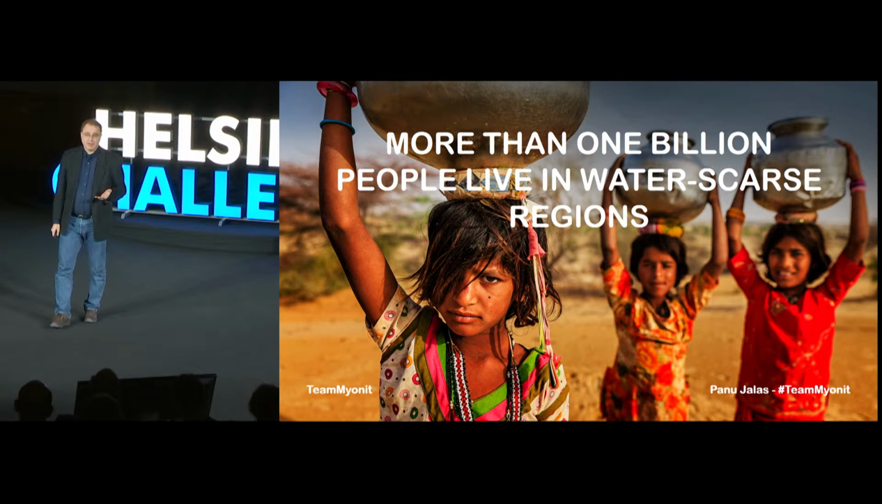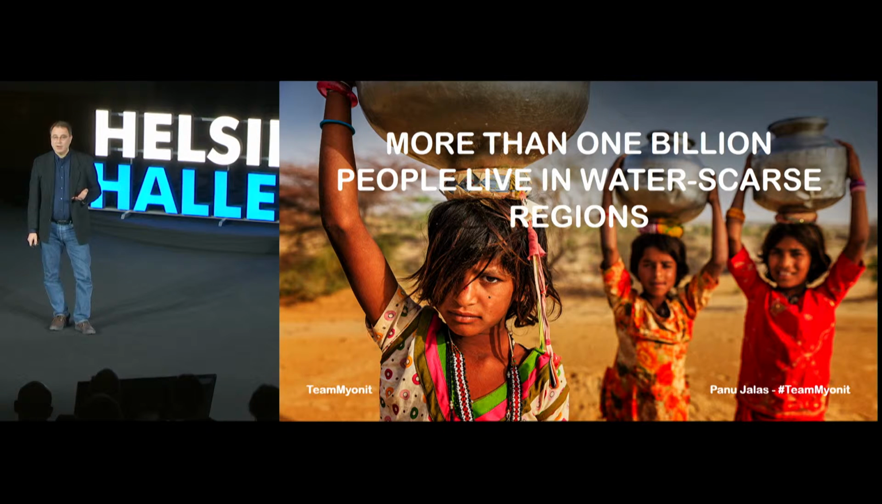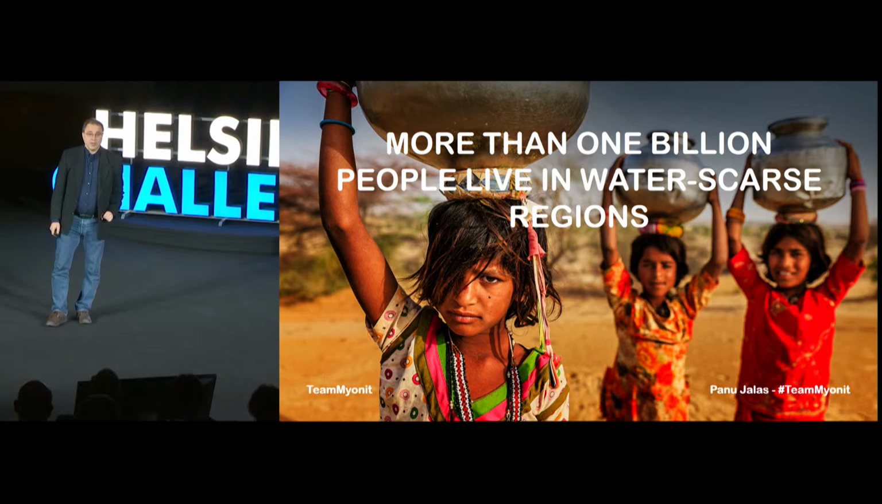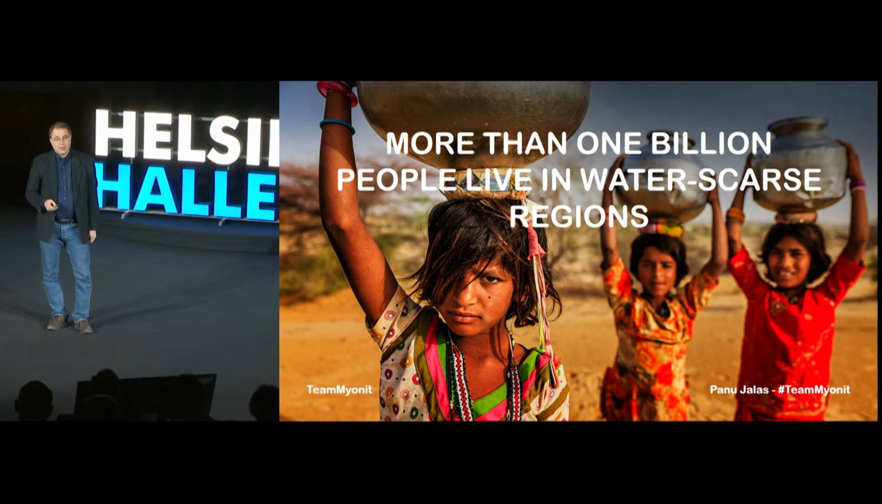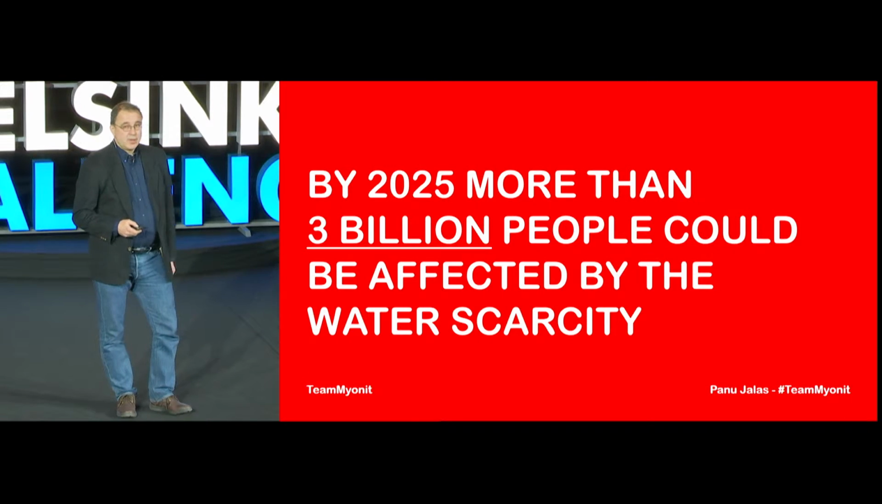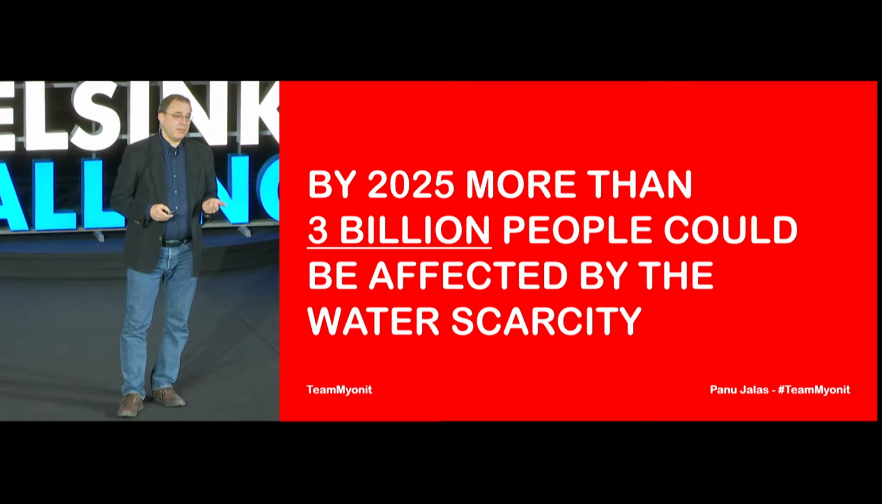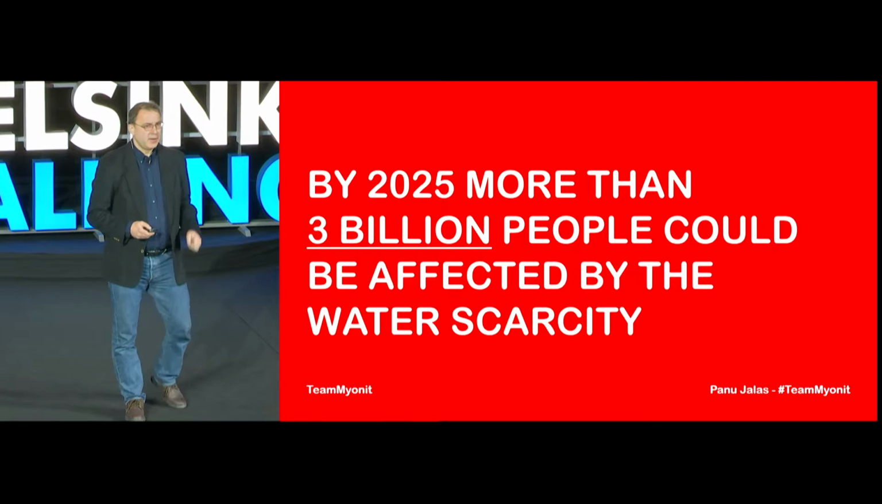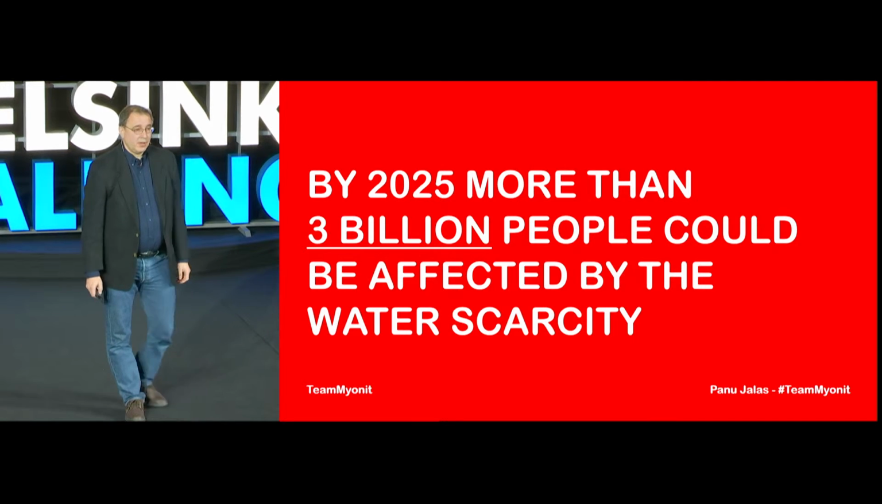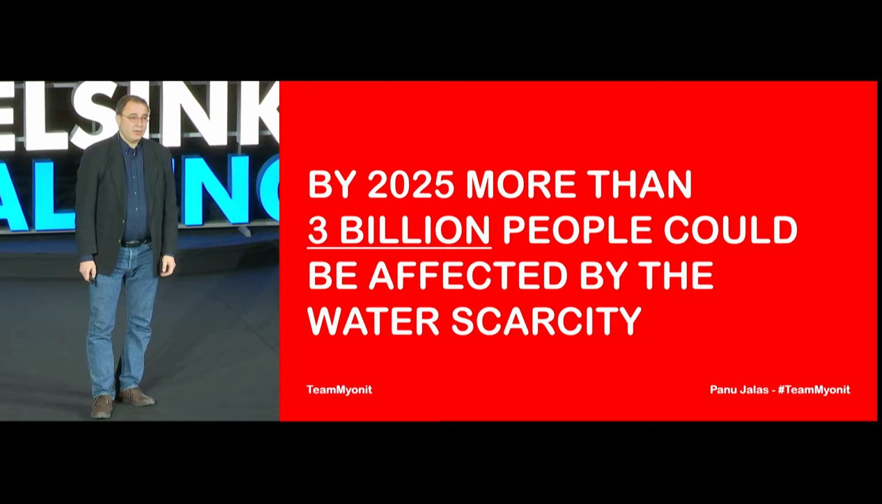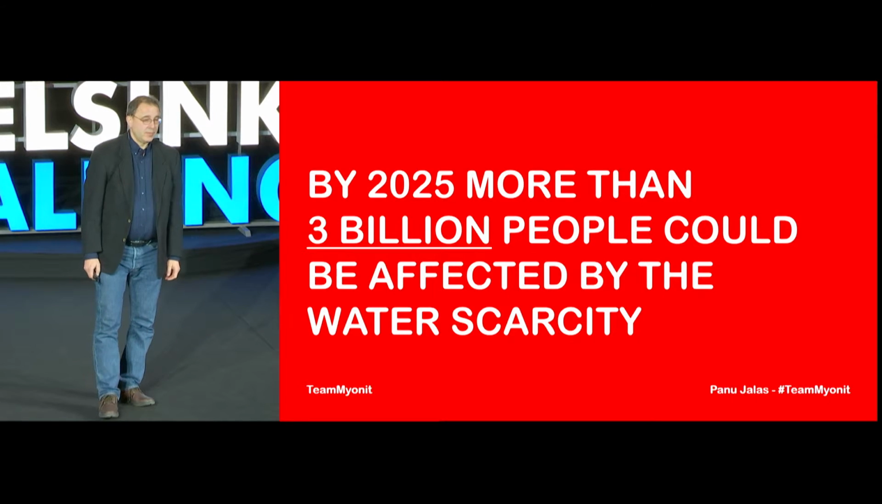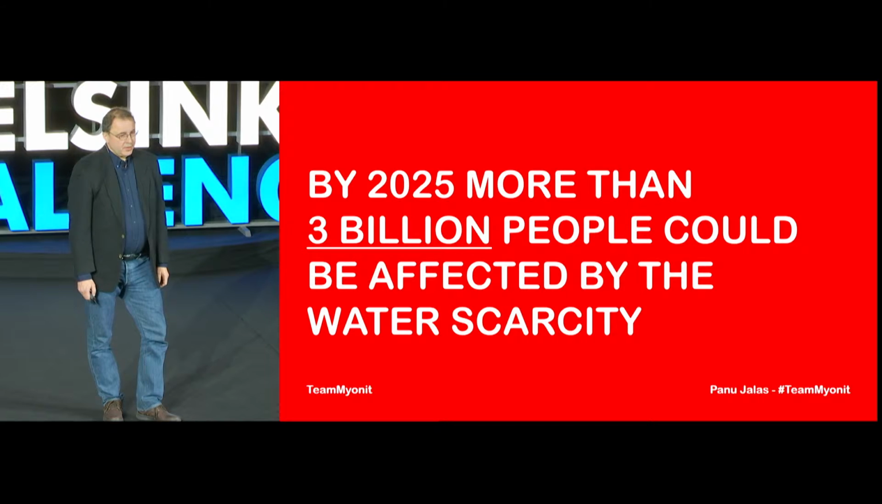At the moment, it is estimated that more than 1 billion people live in water-scarce regions. That's a lot. But what we didn't know is that it's going to get much worse. The climate change and increase of population would yield that by 2025, there could be as much as 3 billion people affected by water scarcity. So this would be roughly 30 to 40% of all mankind. So this is quite scary. There are solutions, though.